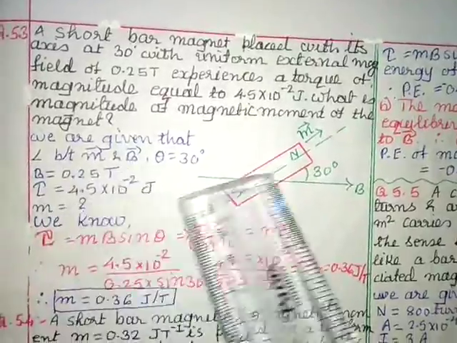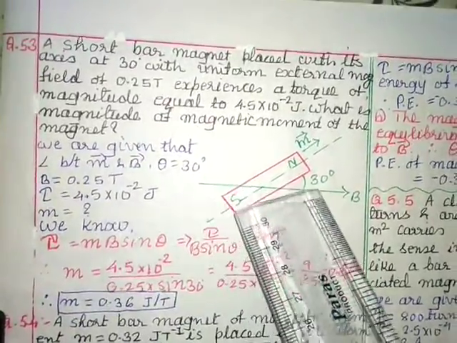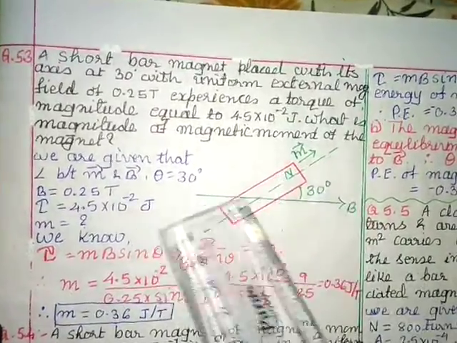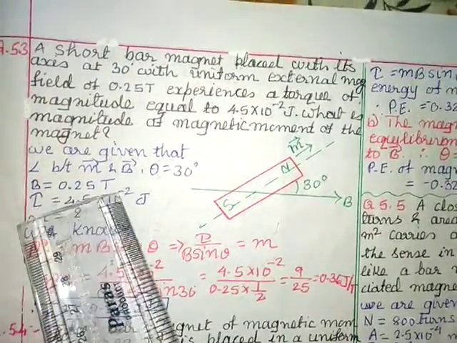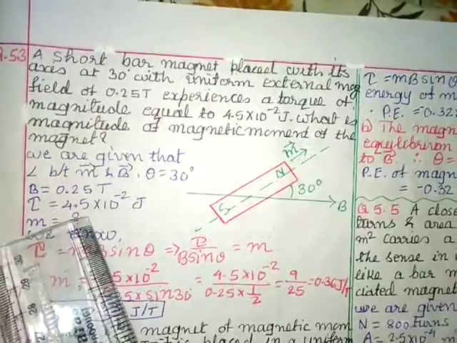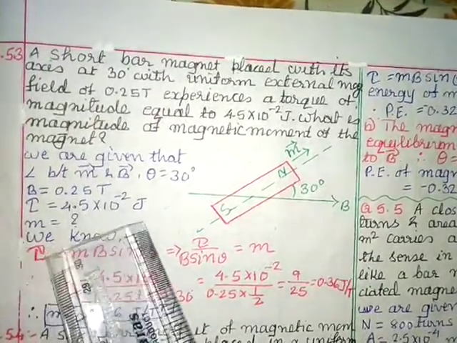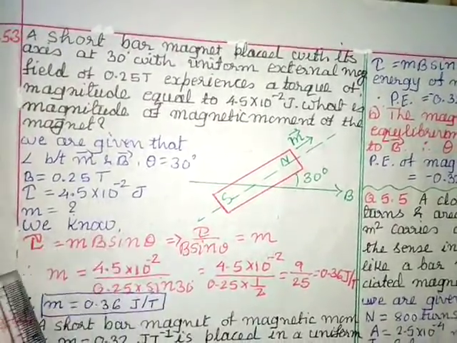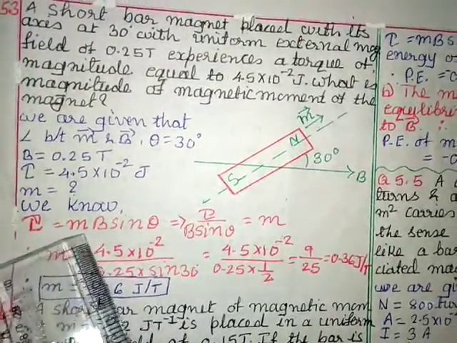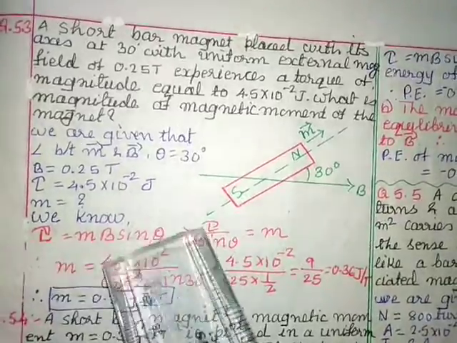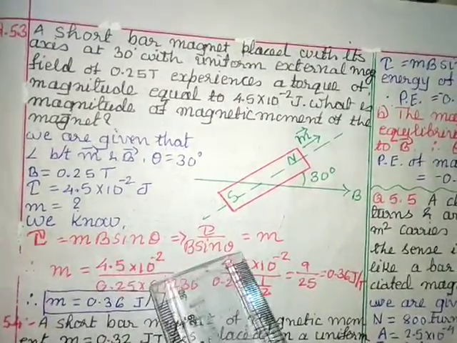Here what we are given is the angle theta, that is 30 degree, between the magnetic moment and the magnetic field. The magnitude of B is given as 0.25 Tesla and torque is given as 4.5 into 10 to the power minus 2 joule. You have to find M. Now we know torque is given by MB sin theta. To find the M value, B sin theta transfers here, so you get tau by B sin theta is equal to M.